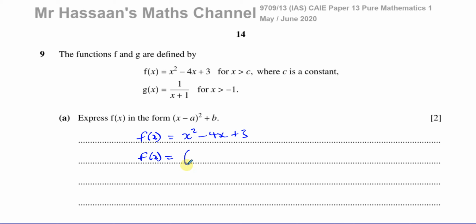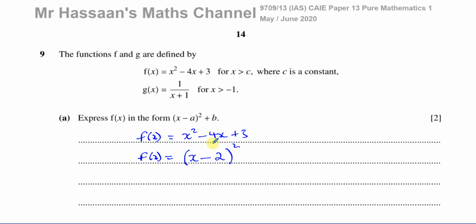So I'm going to write a bracket squared. The square root of the x squared term goes in here, so that's going to be x. The sign between the x squared and the x term comes next. And then the coefficient of the x term is halved and placed inside the bracket, just the coefficient without the x. Now if I expand this, it will give me x squared minus 4x, but plus 4.